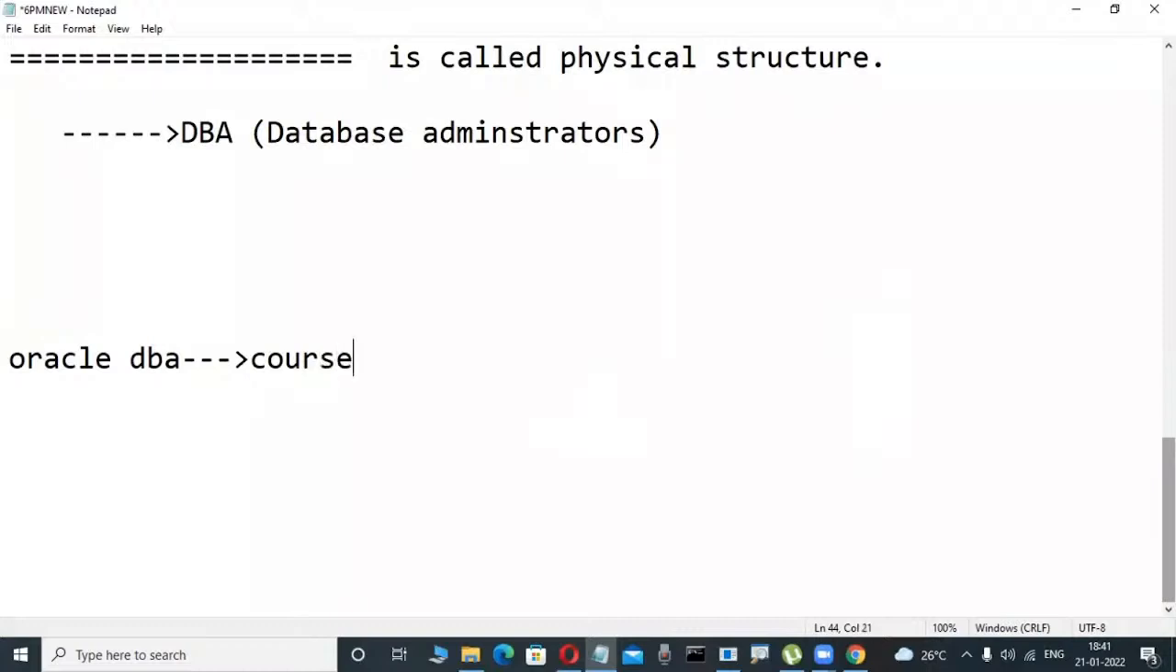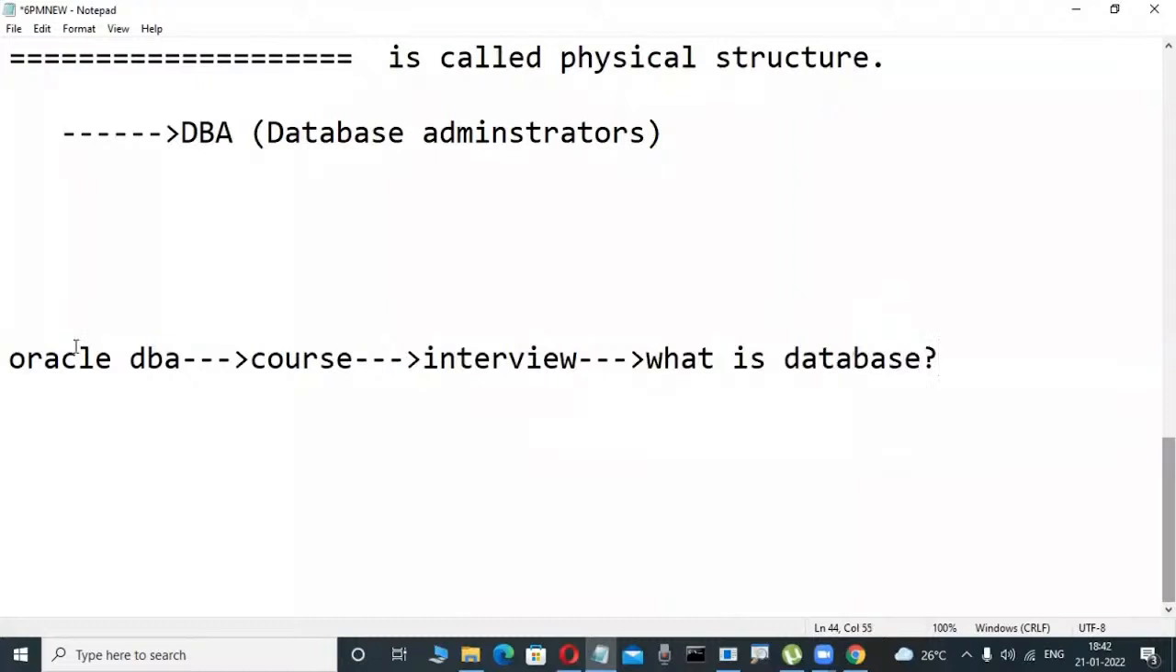Whenever I apply for a job after learning the Oracle DBA course, I'm attending an interview. Observe here, in the interview, roughly my interviewer asks me, Murali, what is a database? They're asking, what is a database?